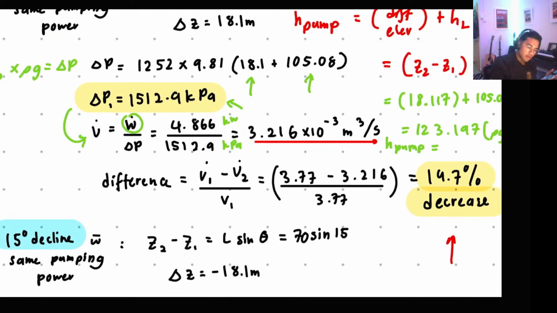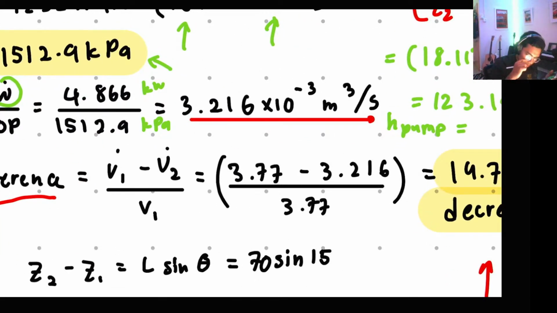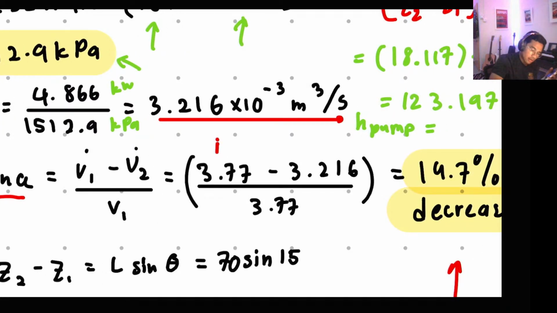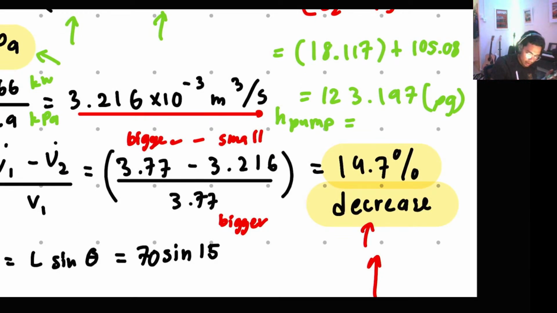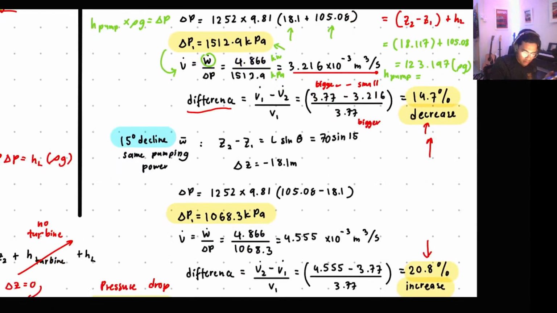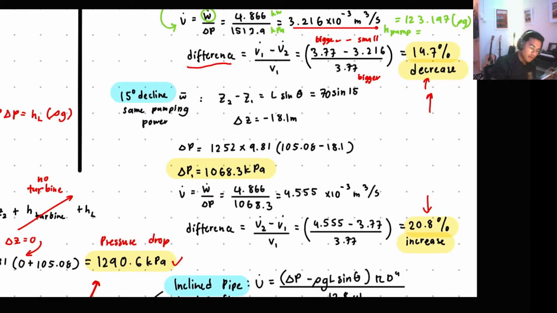This is the flow rate. So the percentage difference is the initial or the bigger one, bigger minus smaller over the bigger. So you will notice it will decrease. So same goes to here.